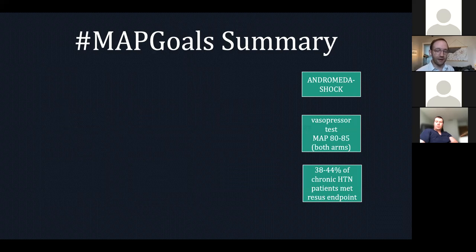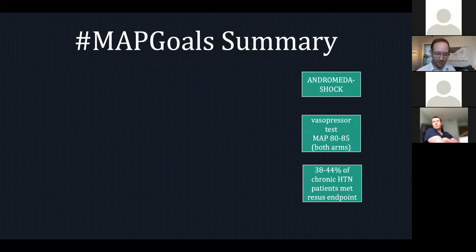And then finally, in Andromeda shock, the vasopressor test, which I showed in the diagram, they raised the MAP to 80 to 85 in both arms. And between 38 and 44% of the patients with chronic hypertension normalized whatever their endpoint was, whether it be lactate or cap refill, when you increase their MAP goal.